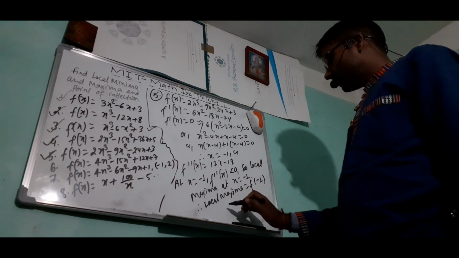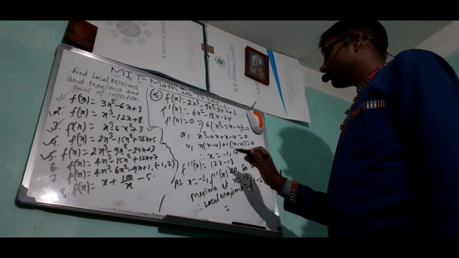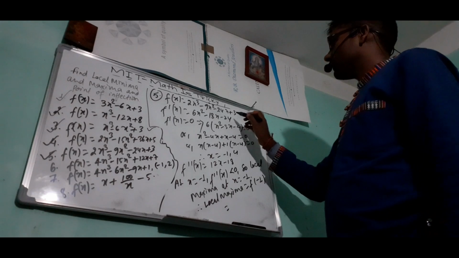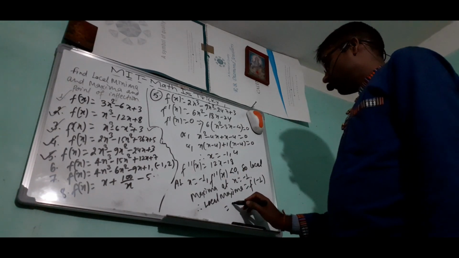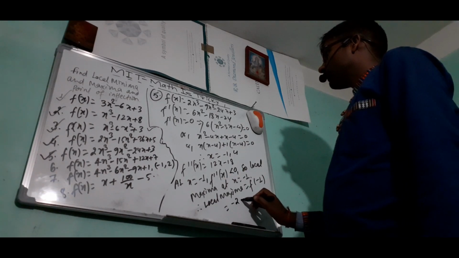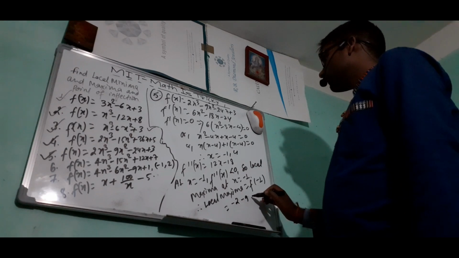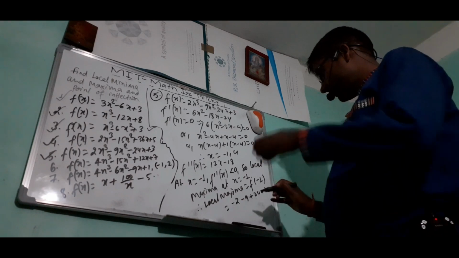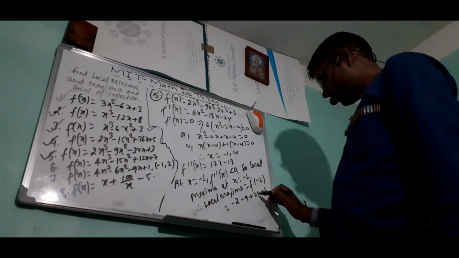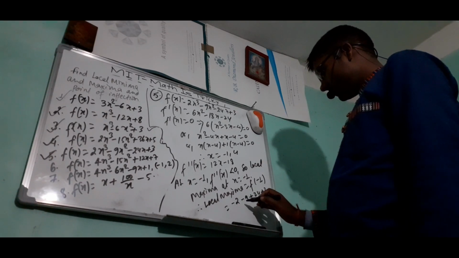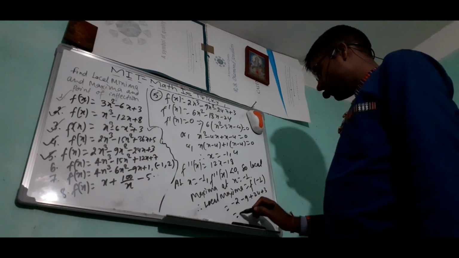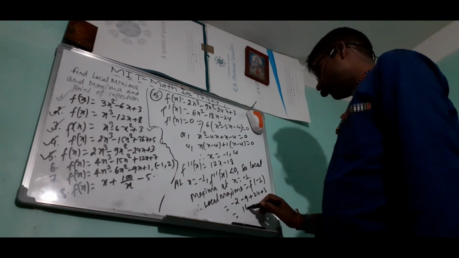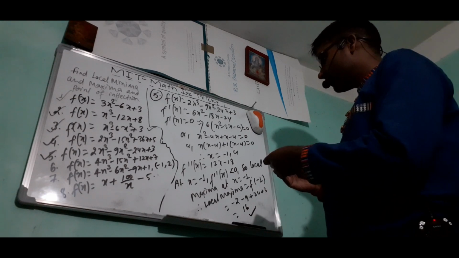So simply if we put the value of x here, we will get minus 2 minus 9 plus 24 plus 3. So how much are we getting? 27 minus 11. 27 minus 11 is 16. This is our local maxima.